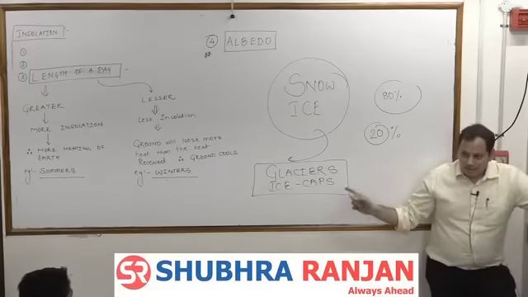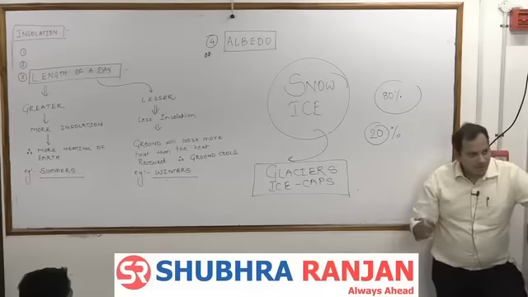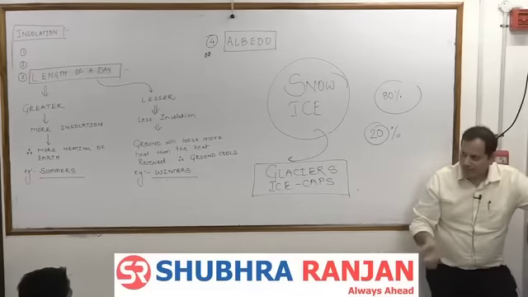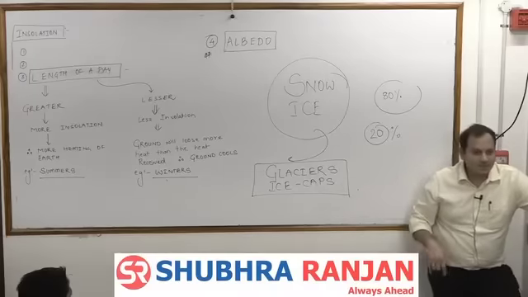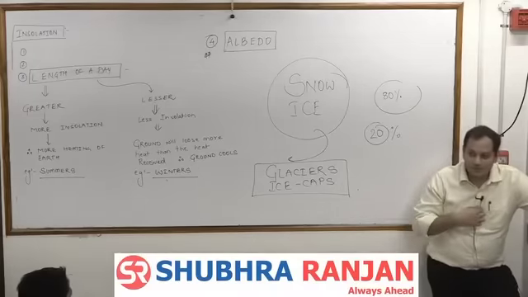Why is albedo important? Are we changing the albedo of the earth? Are we decreasing the albedo of the earth? What is happening to the ice caps and glaciers? They are melting. Why?